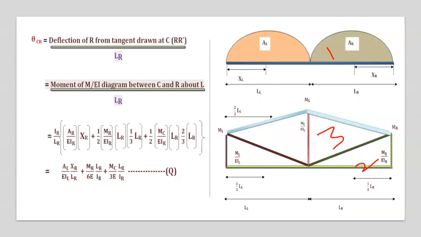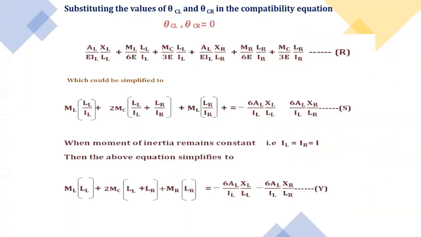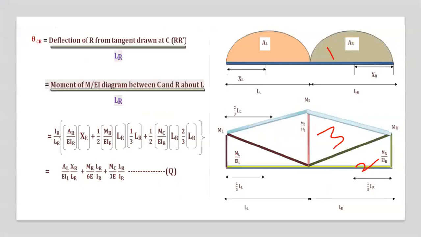Theta CL plus theta CR equal to 0. On the left of the span, 3 areas, its centroidal distance. On the right of the span, 3 areas, its centroidal distance. Now we will equate, we will get 0. Theta CL plus theta CR equal to 0. Now this is my final equation. All of you, try to modify it, you will get some final equation.